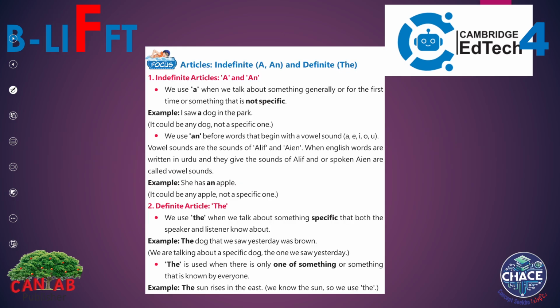What are these? In the previous classes, you have already done the articles. Today, we are going to be studying that articles are divided into indefinite and definite articles. Indefinite are a and an, definite is the, which you have already learned. Now let's see where can we use a and an.